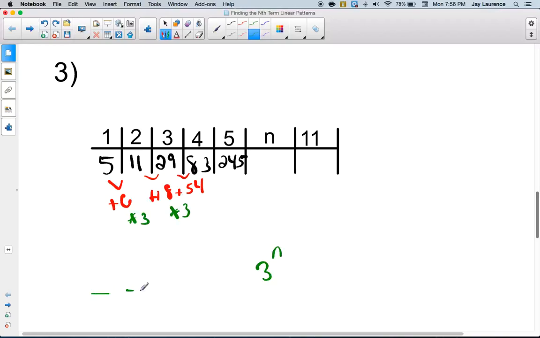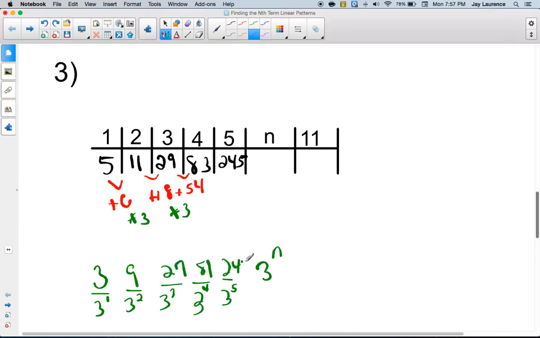And so I'm going to do my comparison line. And so I'll have 3 to the first, 3 to the second, 3 to the third, 3 to the fourth. Whoa, I said 3 and I wrote 2, silly Mr. Lawrence. And finally 3 to the fifth. So 3 to the first is 3, 3 to the second is 9, then 27, 81, 243.